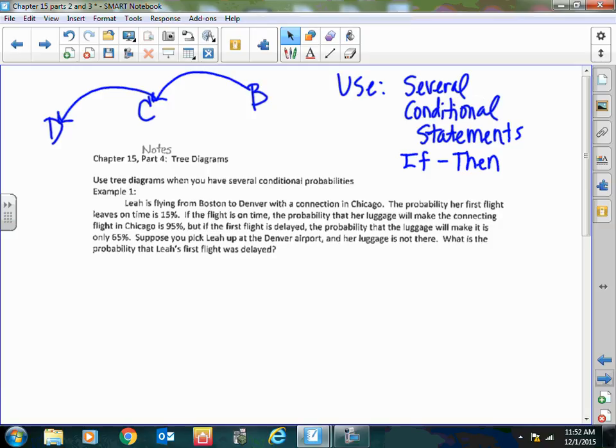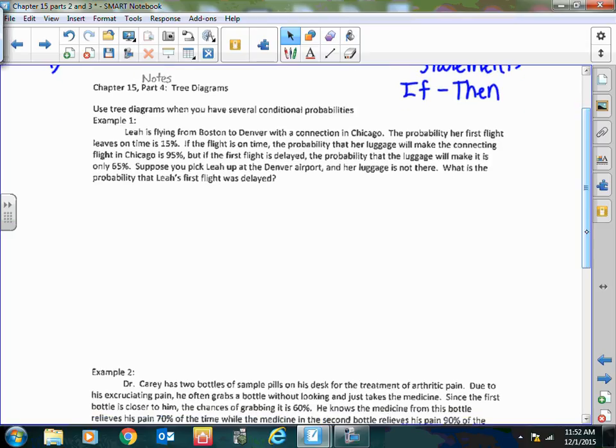All right. So here we go. Let's read what's going on, and you'll see what I'm talking about when it starts getting confusing, and then you should say, whoa, I should use a tree diagram. Leah is flying from Boston to Denver with a connection in Chicago. The probability that her first flight leaves on time is 15%. If the flight's on time, the probability her luggage will make it to Chicago is 95%. But if the first flight is delayed, the probability that the luggage will make it on time is 65%. Suppose you pick her up at the airport and her luggage is not there. What's the probability her first flight was delayed?